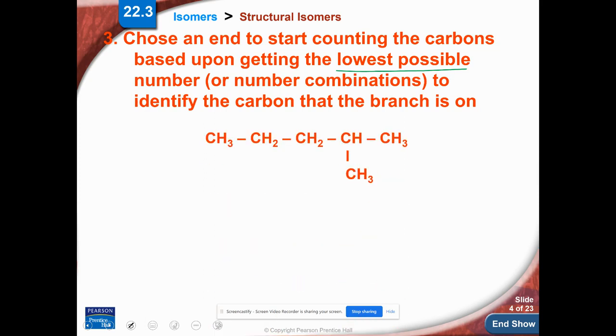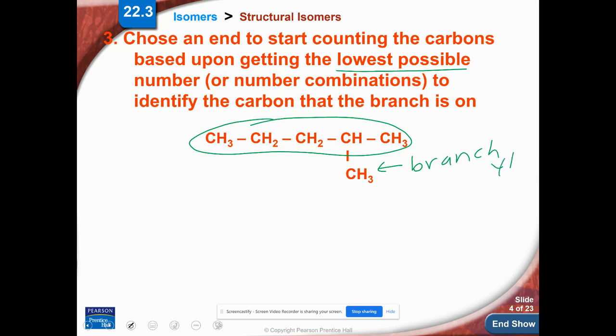So let's go through and let's name this one. So I'm going to count 1, 2, 3, 4, 5. 1, 2, 3, 4, 5. 1, 2, 3. Okay, so 5 is the longest possible chain that I could count. So what I'm going to do is circle that 5 carbon chain. So then any carbons outside the chain are a branch. And a branch is going to get a YL ending. How many carbons are in that branch? 1. So then this would be a methyl branch.